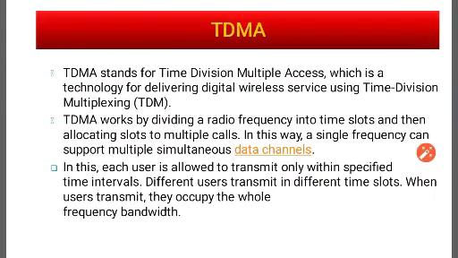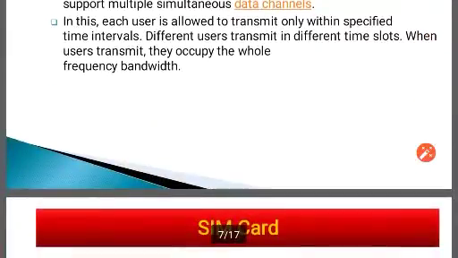Now, each user is allowed to transmit only within a specified time interval. This is a very important line, or feature, of TDMA. So, different users transmit in different time slots. When a user transmits, they occupy the whole frequency bandwidth. There is a specific bandwidth for everyone. I hope this TDMA is clear to all of you.